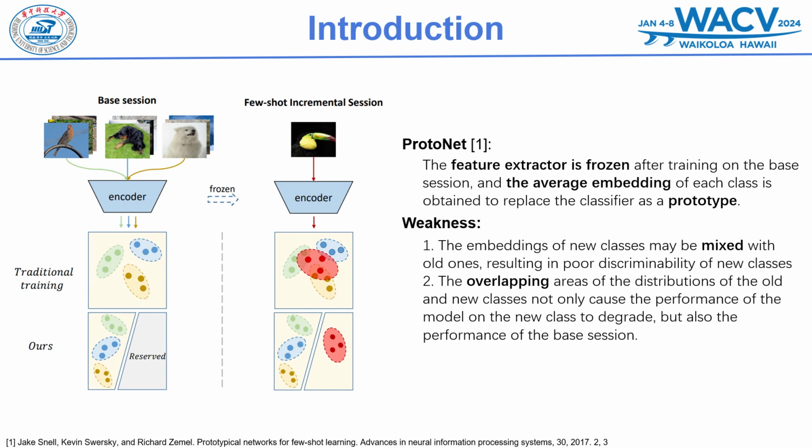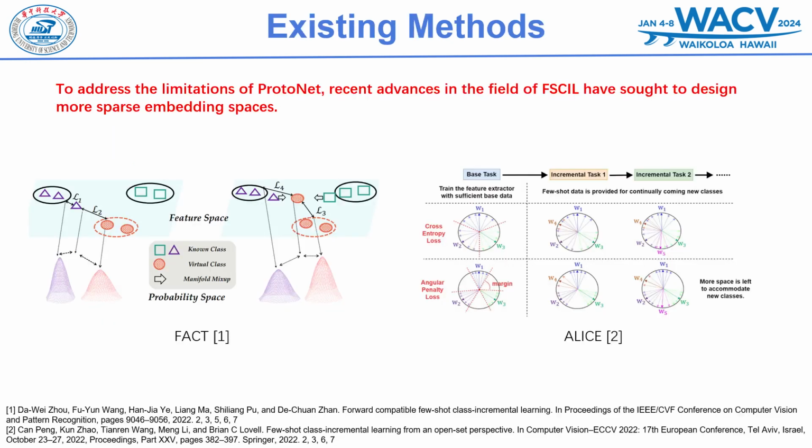Additionally, the overlapping areas of the distributions of the old and new classes not only cause the performance of the model on the new class to degrade, but also the performance of the base session. To address the limitations of ProtoNet, recent advances in the field of FSCIL have sought to design more sparse embedding spaces. FACT proposes forward compatibility and uses multiple virtual prototypes to reserve space for future classes in the embedding space. Alice introduces angular penalty loss to reserve margin between different classes.